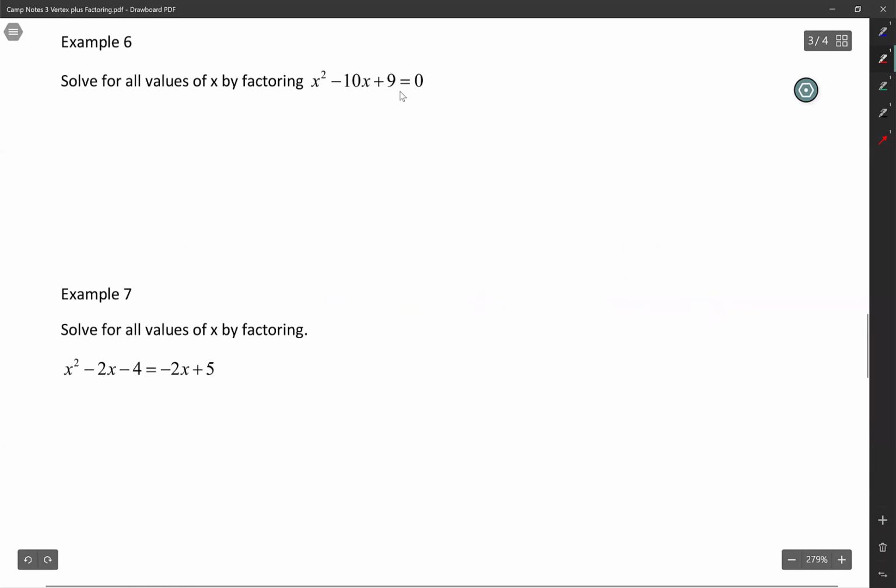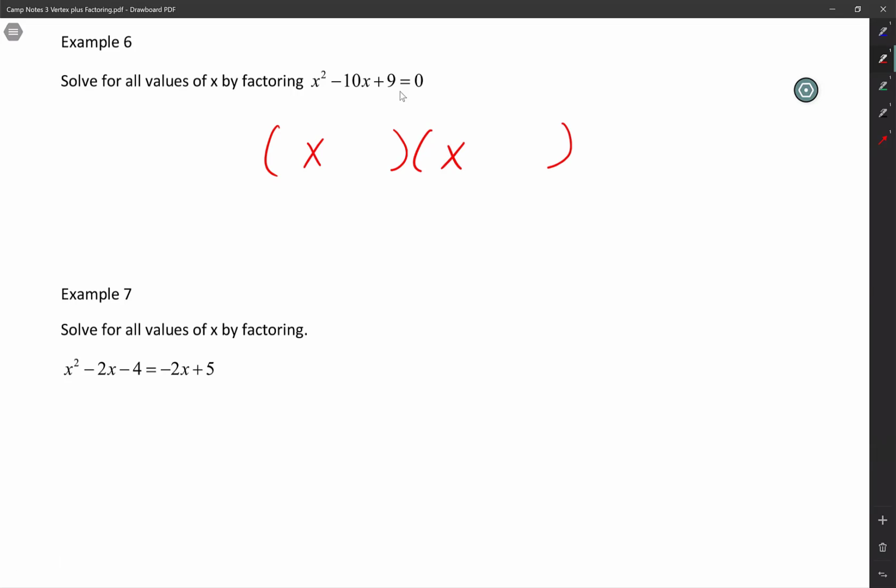All right, let's continue. Example 6. Solve for all values of x by factoring x squared minus 10x plus 9 equals 0. All right, by now we're probably professionals, guys. So x, and then let's see, two numbers that multiply to give you 9, but add up to 10, and they're going to keep the same sign. So they're both going to be negative. It can't be 3 and 3, so it has to be 9 and 1. Minus 9, minus 1, it works. I'm going to set that equal to 0 because it says equals 0, and it wants me to solve.